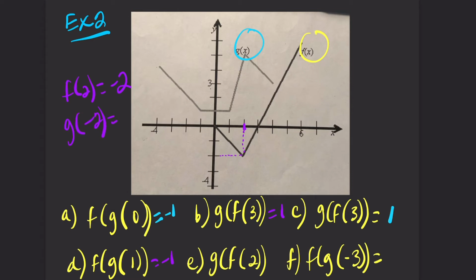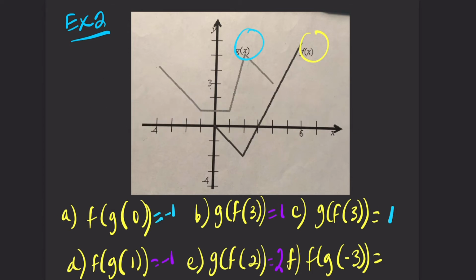Okay, so now we're looking at the gray graph, and your x value is -2. You are trying to find the y value. X is -2 right here, and g of x is up here at +2, making the answer for letter E +2.